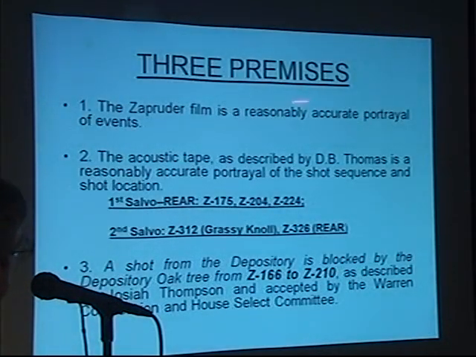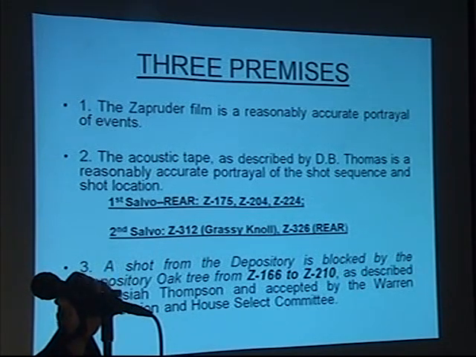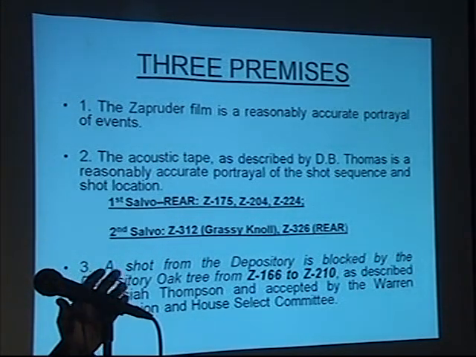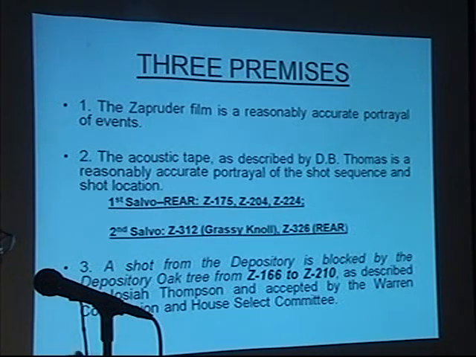The Zapruder film is reasonably accurate. We know it has been changed. At the headshot sequence, there were frames that were removed, and Hoover said that there was an accidental break and that the film had to be respliced, and they accidentally reversed two frames and so on and so forth. So there have been some changes, but we're just generally accepting what's seen on the Zapruder.